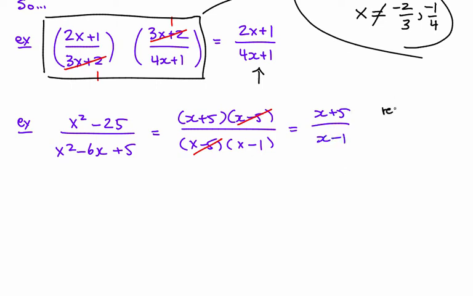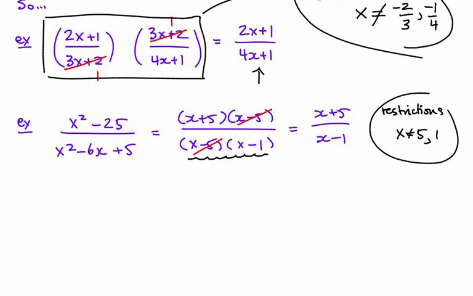And again, state these restrictions and state it from this step. So x is not allowed to be 5 because this part would be 0, and it's not allowed to be 1, or the second part would be equal to 0. Okay, let's move back. That was just a little review. Let's move back to actually doing some multiplication.